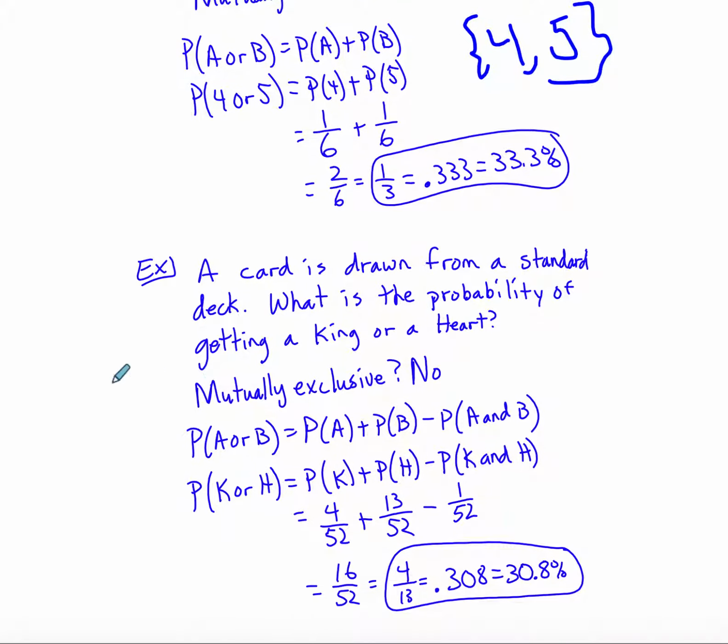So let's do another example. Let's say a card is drawn from a standard deck. What is the probability of getting a king or a heart? The first question is, are they mutually exclusive?